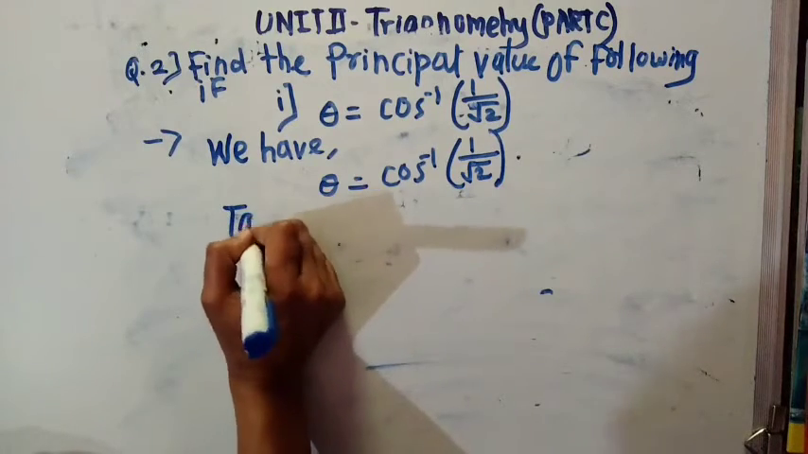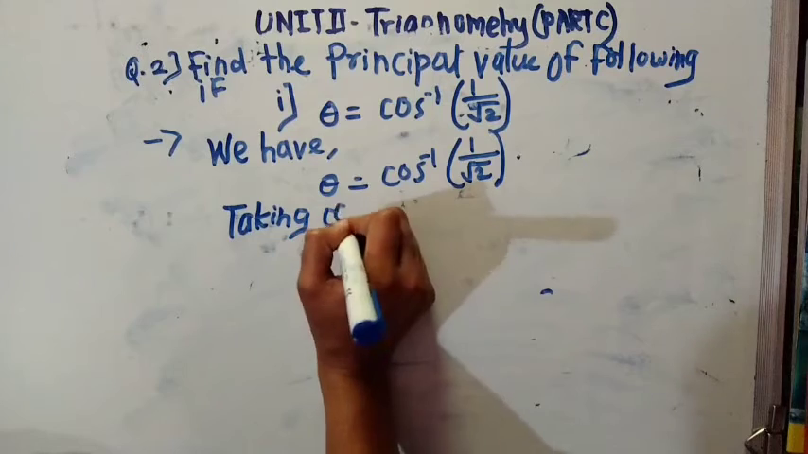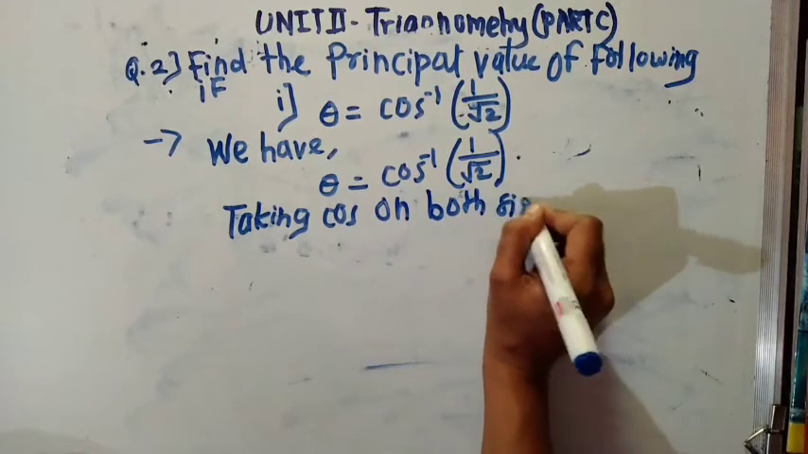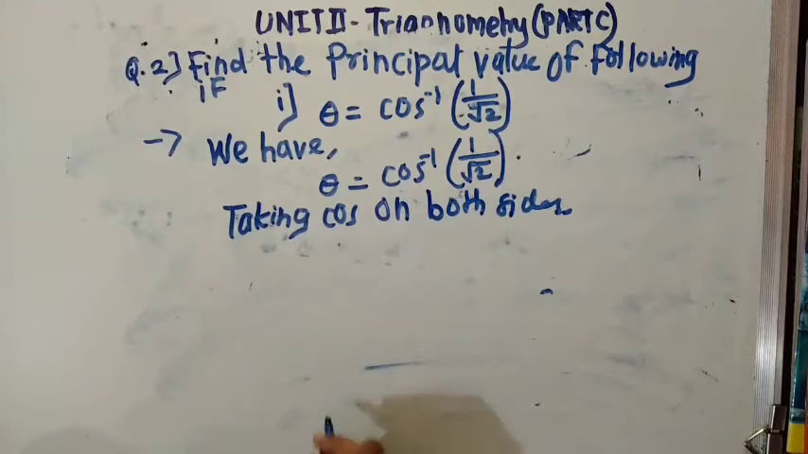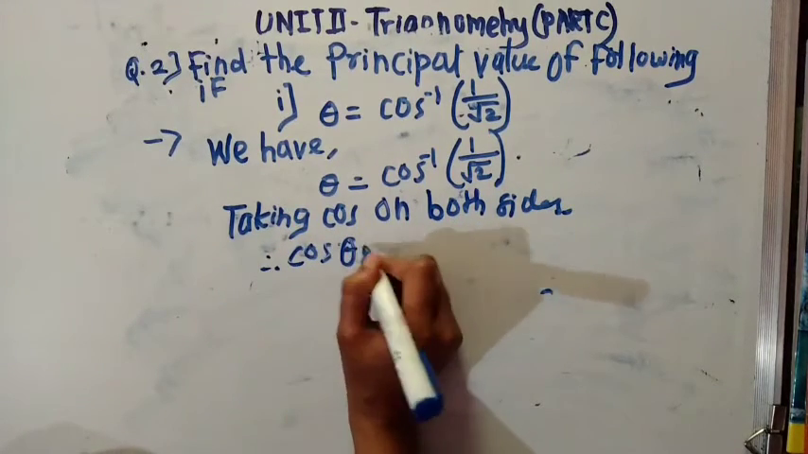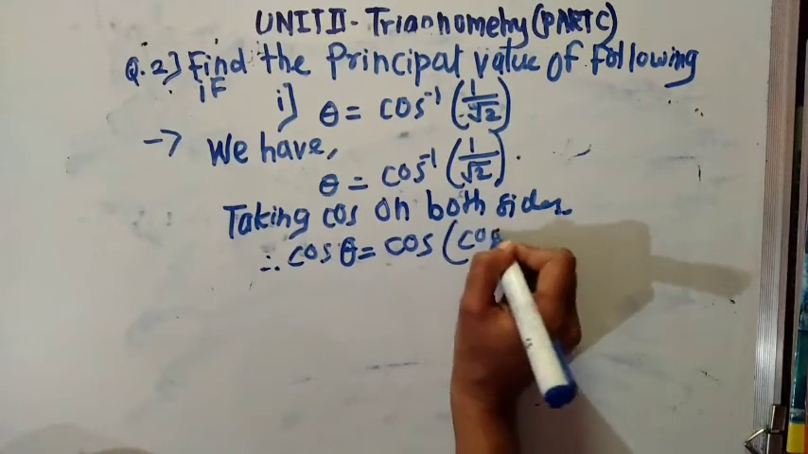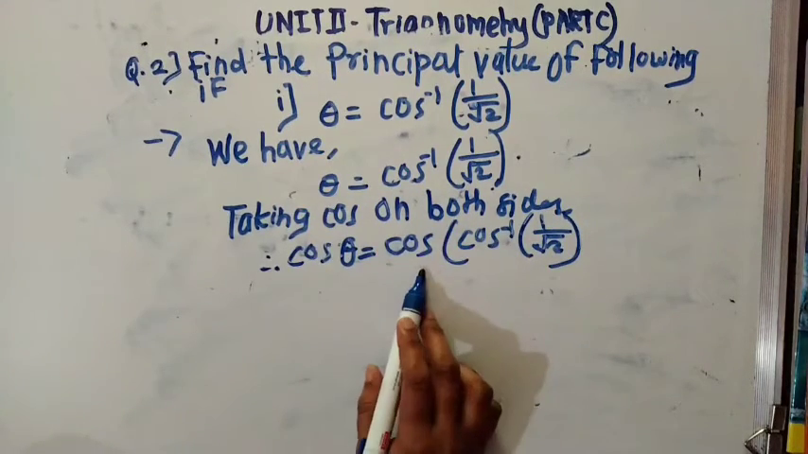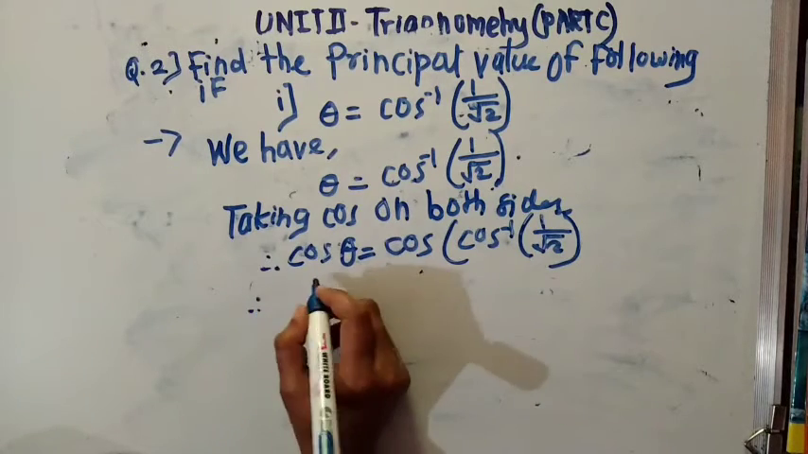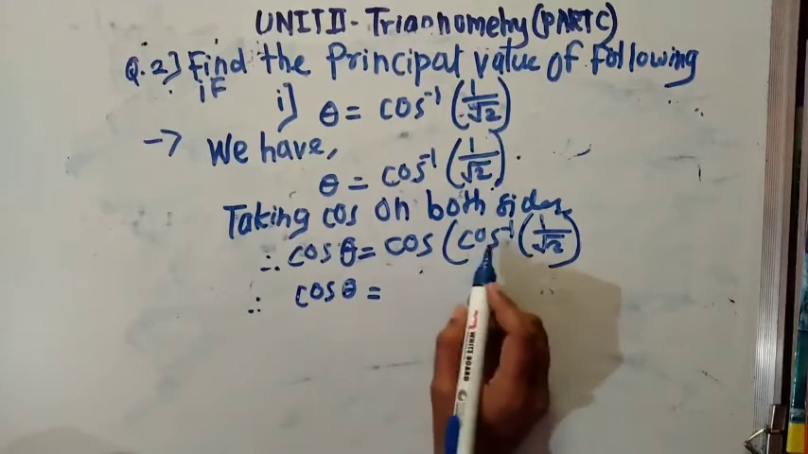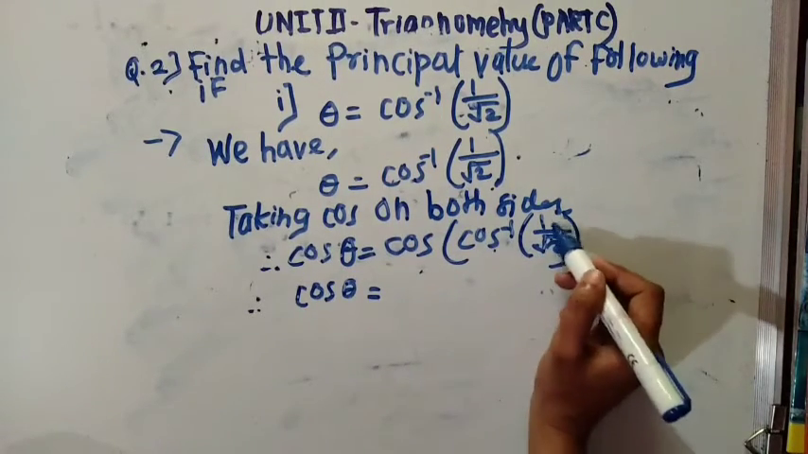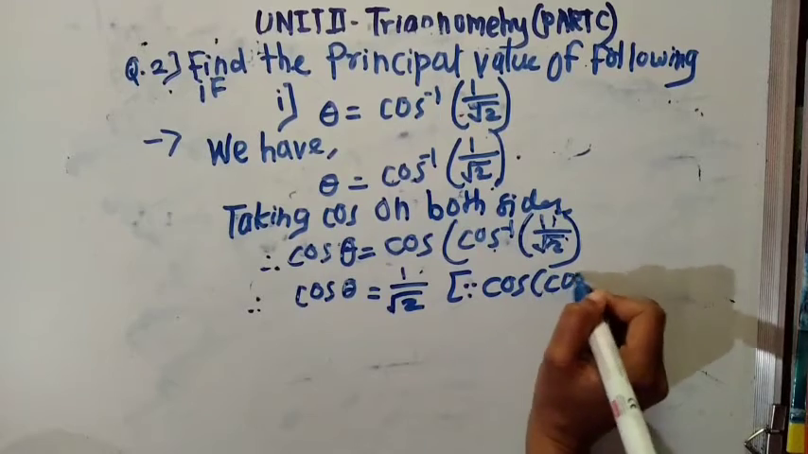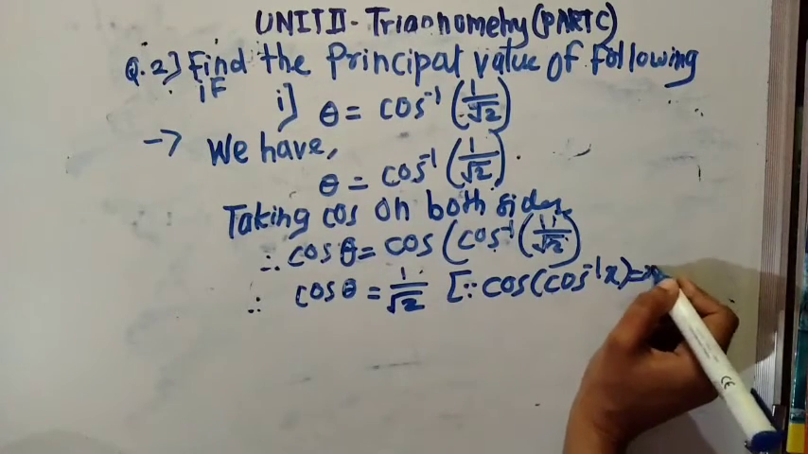Hence taking cos on both sides. Taking cos on both sides, hence cos theta is equal to cos of cos inverse of this. दोन्ही साईडला cos घेतलं, then cos theta is equal to, cos of cos inverse of x is x, so 1 upon root 2, since cos of cos inverse of x is equal to x.